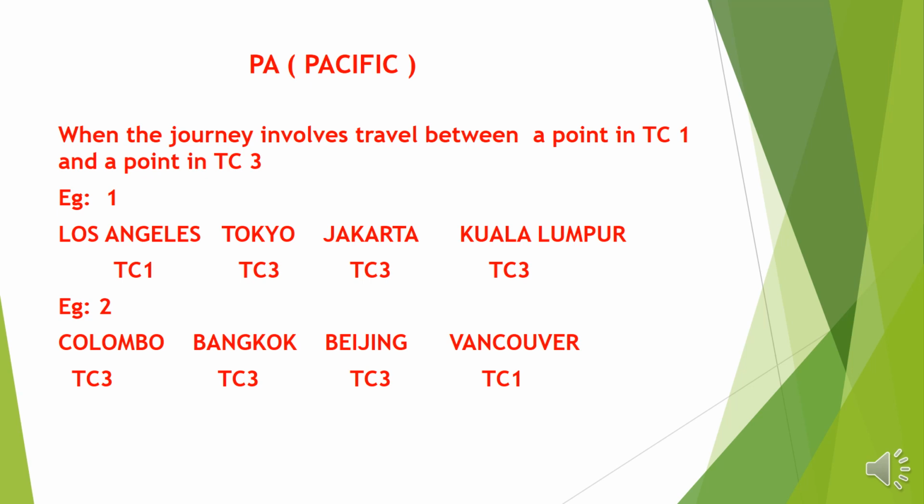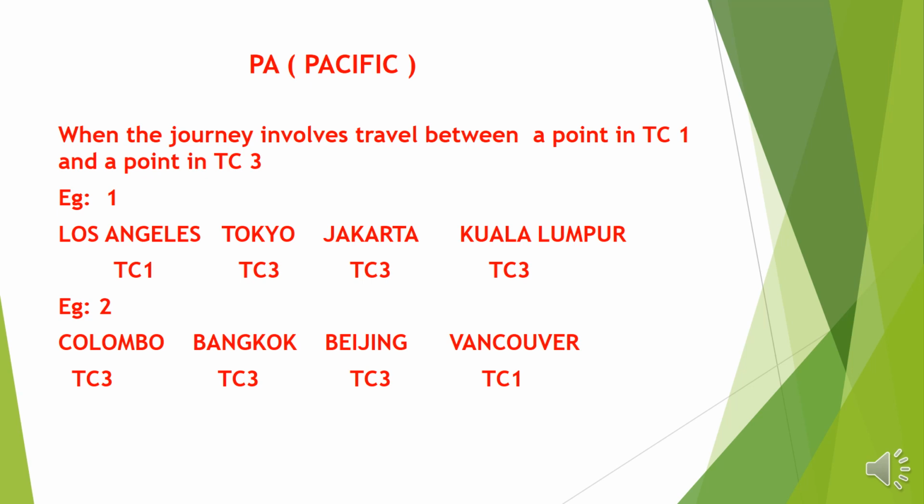Now, example 1: Los Angeles, TC1, Tokyo, TC3, Jakarta, TC3, Kuala Lumpur, TC3. So here the passenger flies from a point in TC1 straight to TC3. The passenger crosses the Pacific. Number 2: Colombo, it's in Sri Lanka, TC3. Bangkok, Thailand, TC3. Beijing in China, TC3. And Vancouver is in Canada, TC1.